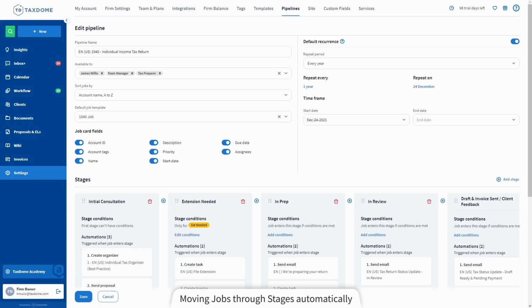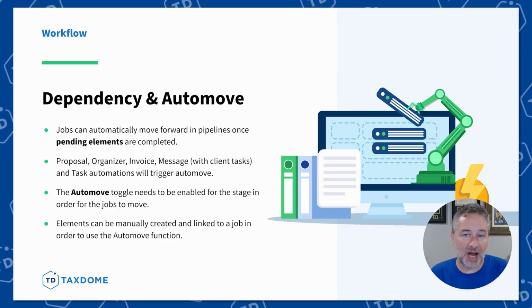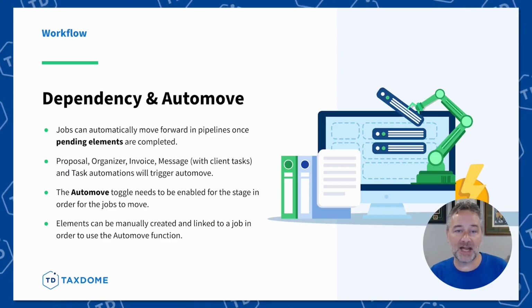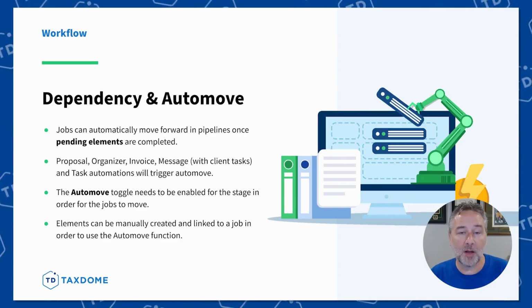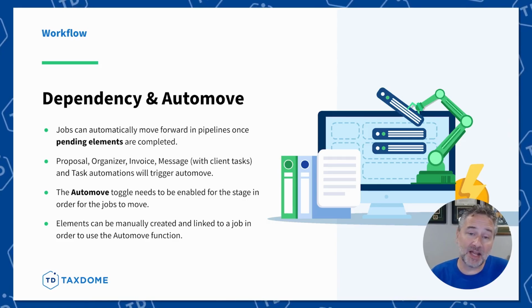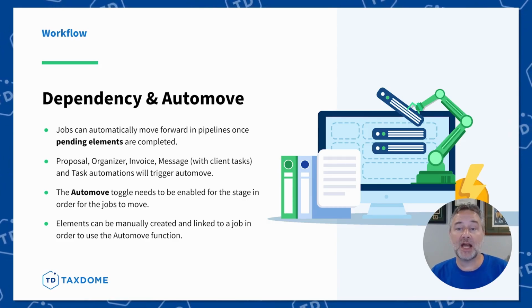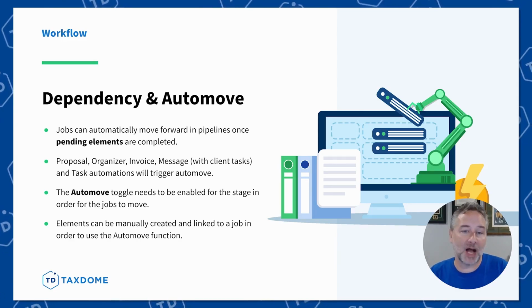While working on the previous steps that we covered, you probably noticed that there was a toggle in every stage, the auto move jobs toggle. Let's talk about that. Enabling this allows creating dependency. Jobs will automatically move from one stage to another once all pending linked elements have actually been completed. Now, this is going to make a huge difference for your efficiency since you won't need to do as much administrative work moving jobs manually.